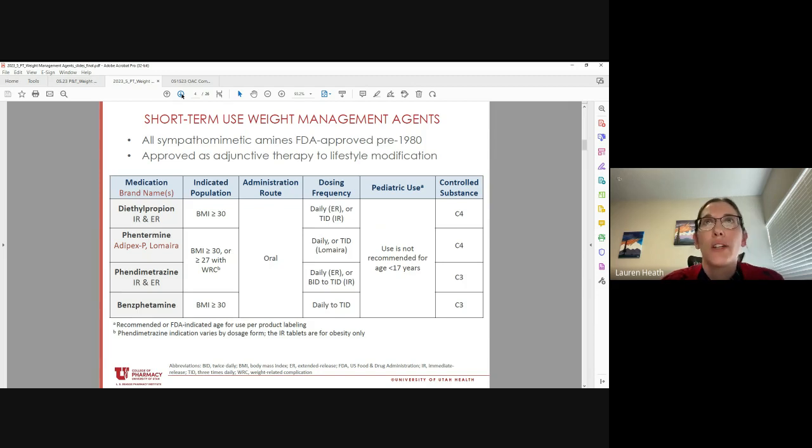2 products, phentermine and fendimetrazine, are also approved for people with overweight with a BMI of 27 or greater and with at least 1 WRC. The dosing frequency for the short-term products varies from daily to 3 times daily, depending on the active ingredient and the unique formulation, such as if it's an immediate or extended release. All short-term agents are approved for people 17 years of age or older. Next slide, please.